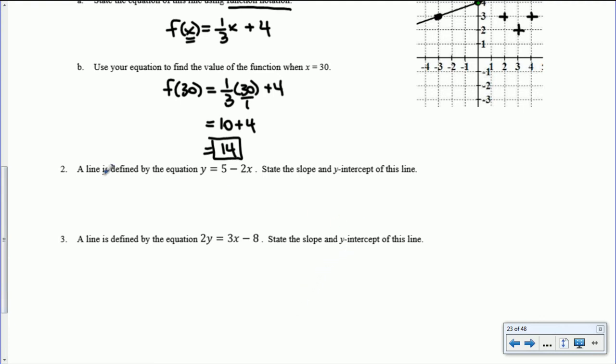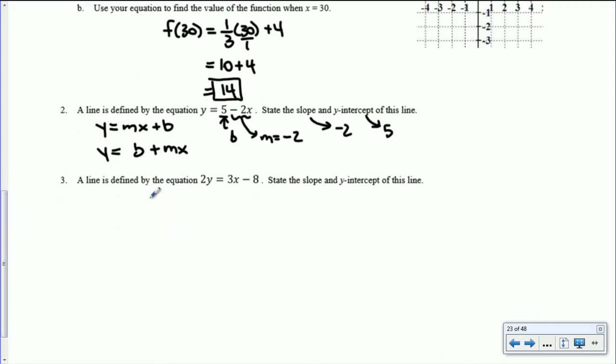Okay, moving on. A line is defined by the equation y equals 5 minus 2x. State the slope and y-intercept of this line. At this point we're accustomed to seeing y equals mx plus b, but because addition is commutative, as long as you keep the signs attached to the numbers, we could write this as b plus mx just as well. So comparing these, this is b, and m, you need to include the sign as well. M is -2. So the slope is -2, and the y-intercept is 5.